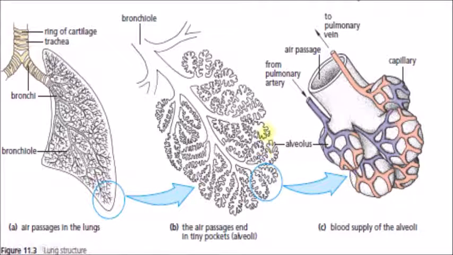The next thing is the thin surface. These alveoli are only 1 cell thick, as are the capillaries. So any oxygen that wants to dissolve into the blood has only got 1-2 cells to get through. So there's a short distance. The other thing is there's a great blood supply.